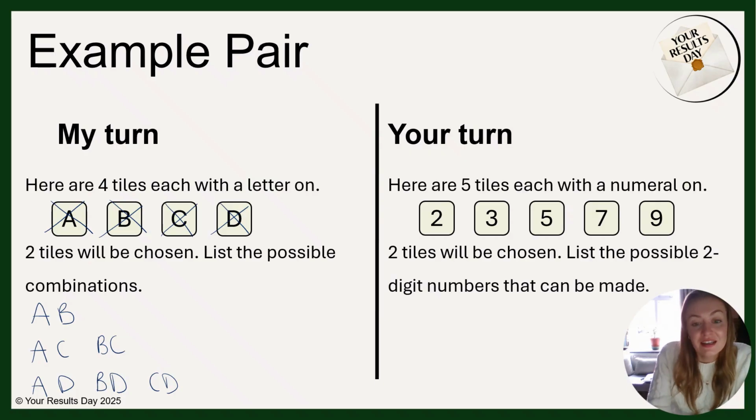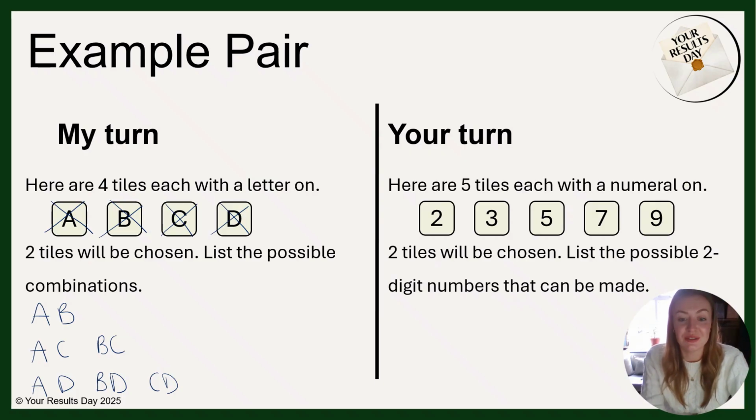Here's a very similar question for you, just to practice this skill. There are 5 tiles, each with a numeral on. So you've just got 2, 3, 5, 7 and 9. Those are just 5 numerals I picked at random. 2 tiles will be chosen. List the possible 2-digit numbers that can be made. So you can make any 2-digit numbers here.